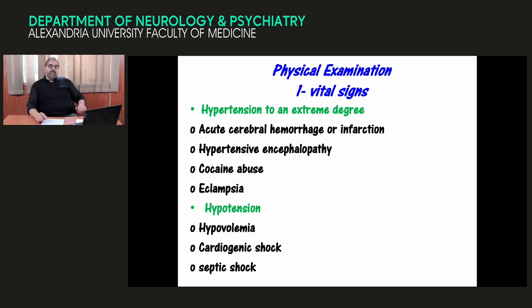And then the physical examination. Of course, the vital signs are one of the early signs of the initial approach, but after, as we said, you stabilize your patient, you can think backwards, or think retrograde, for the cause of coma. If you find your patient comatose with hypertension, you should think of acute cerebral hemorrhage or acute cerebral infarction. If the patient has pure hypertension and the CT brain is unremarkable with disturbed level of consciousness, you can think of hypertensive encephalopathy. If the patient has a history of drug abuse, you can think of cocaine abuse as one of the causes of hypertension.